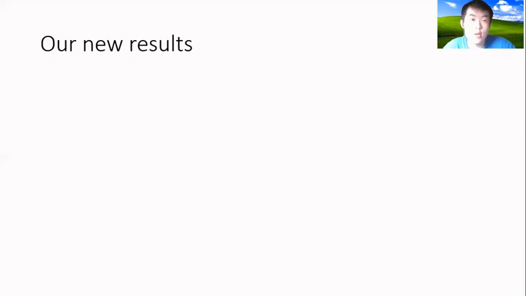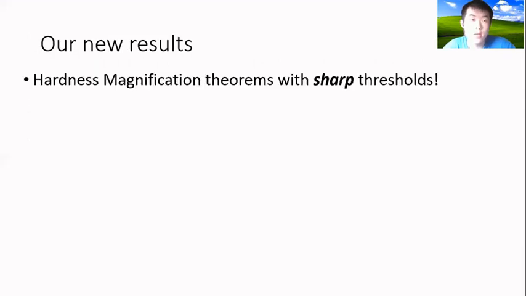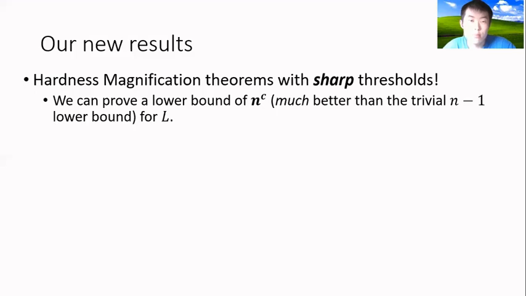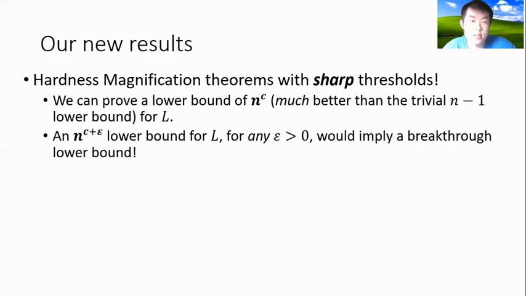Now I'll describe our new results. We show hardness magnification theorems with sharp thresholds, while the magnification thresholds in previous works were not sharp. By sharp, we mean the following. First, we can prove a lower bound of n to the c for some language L, and this lower bound is much better than the trivial bound, so c had better be strictly greater than 1. Second, we show that if we could improve this exponent c by any positive epsilon for this language L, then it would imply a breakthrough lower bound.